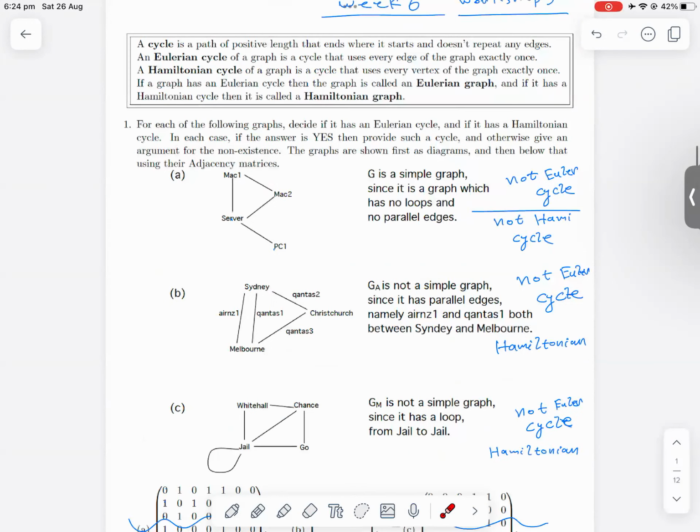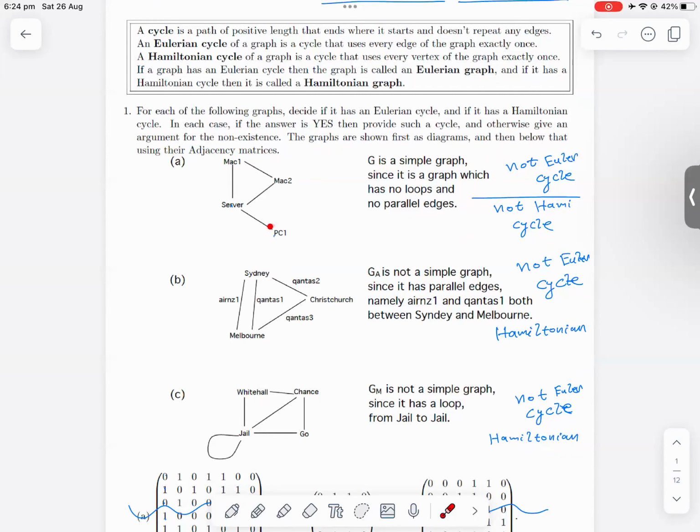So question 2 is about the Eulerian and Hamiltonian path, not a cycle. Now we see that this guy has degree 1 and this guy is 3. So if we start from the server, we go to Mac1, Mac2, server, and PC1. And we have used all edges just one time, and we covered all the vertices.